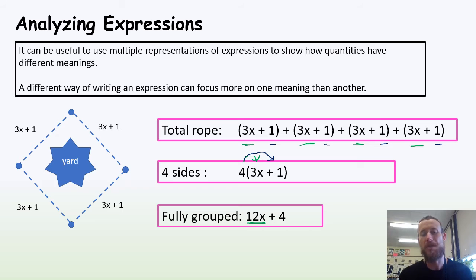So these would be 3 different ways of making meaning about the rope. The first one again shows us the total, just adding all of the sides as a long sum. The next one is showing us the 4 sides, each side being the same. And the last is grouping or adding together the like terms. So again, take a second to see if you understand where these expressions are coming from and why they are equivalent. You might want to pause the video.